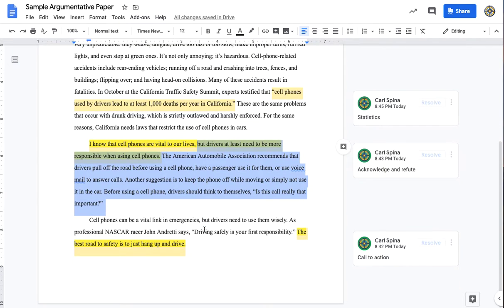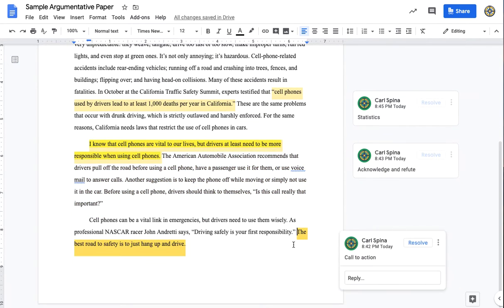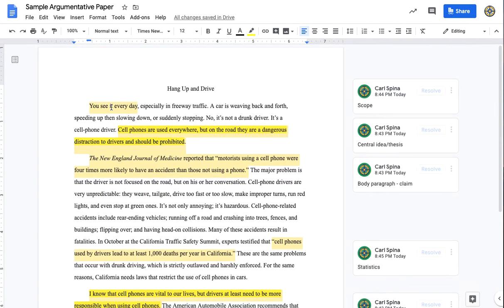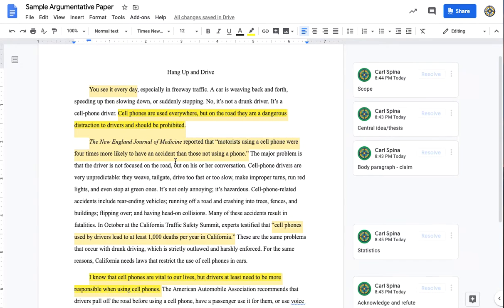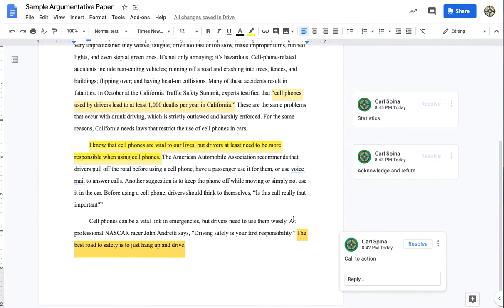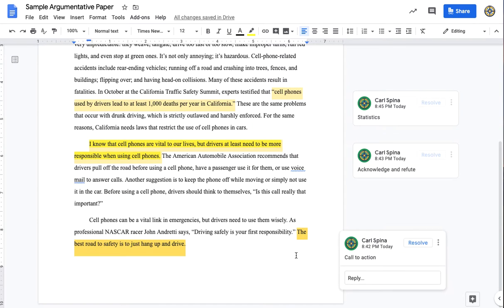Or just wait. And then finally, here is the call to action. The best road to safety is just hang up and drive. So they're asking us to just hang up and drive. Okay, that's what they're specifically asking us. All right, so in this piece, I was able to identify the scope, the central idea, some components of the body paragraph. I found the claim, I found a statistic, I found the acknowledge and refute, and then I found the call to action.